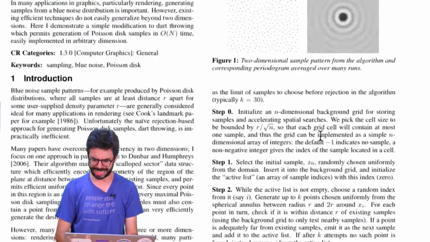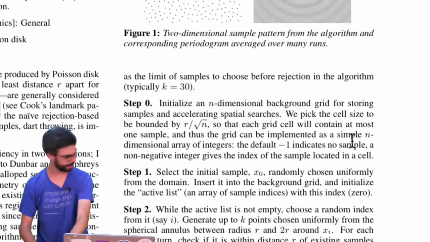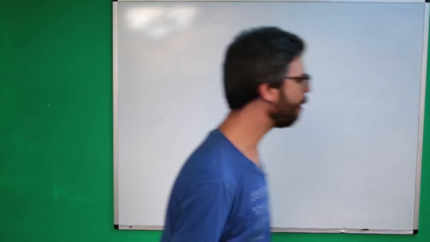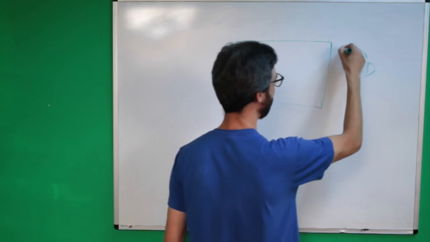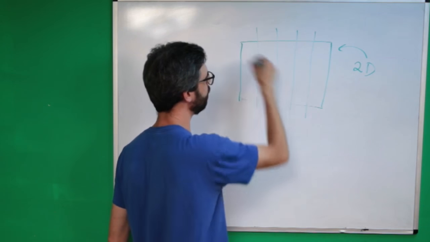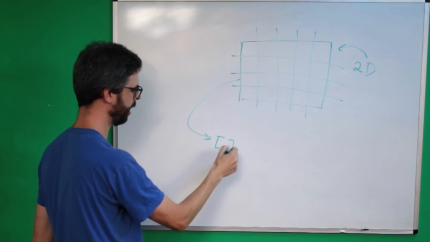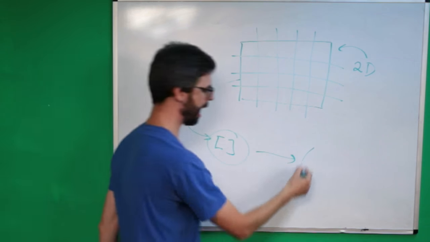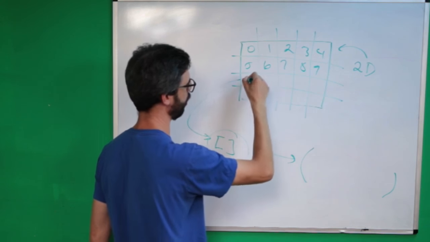So now what I want to do is initialize an n-dimensional background grid. Oh boy, what is an n-dimensional background grid? That sounds complicated. So what I want is a two-dimensional background grid, meaning I want to think of some sort of grid. And I'm going to store everything in that grid in an array. Actually, I think I'm going to make a one-dimensional array, and that one-dimensional array will number every single element in that grid. And this is what I do.